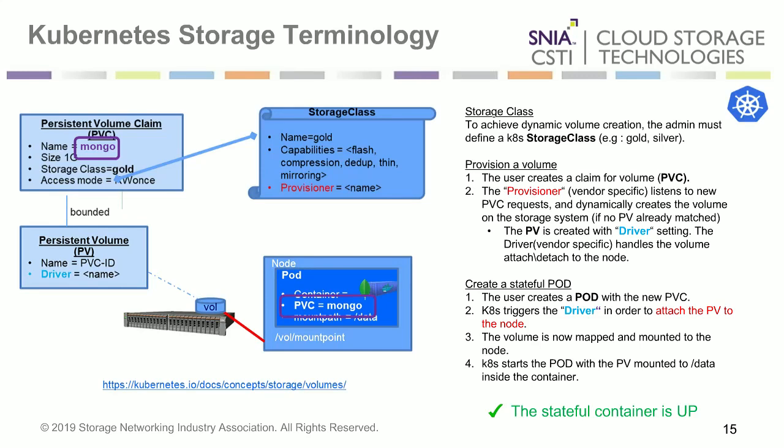So this is showing an example of essentially dynamic storage provisioning. Here I have a storage class named Gold with certain capabilities I've defined in it, and then my provisioner is a driver name. So a developer goes and says, I need a persistent volume claim named Mongo of some size for storage class Gold, and I'm going to make it read write once. So this is essentially going to be a block device, most likely. So my driver is then going to go create a persistent volume, which is a LUN on a storage device.